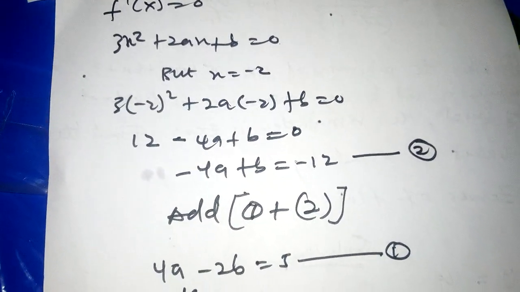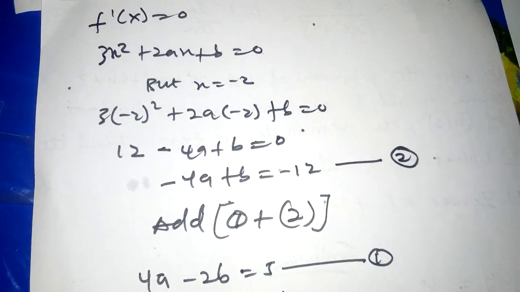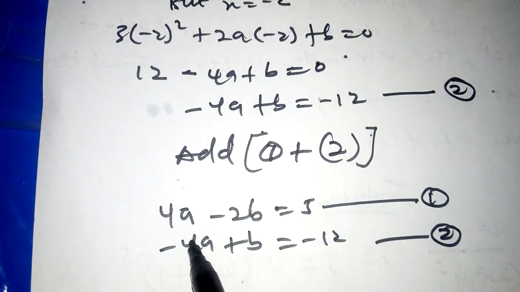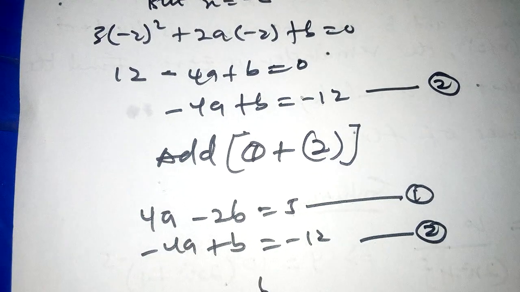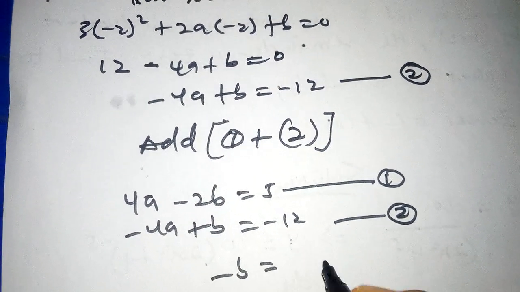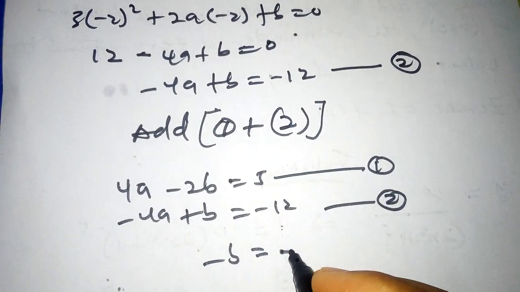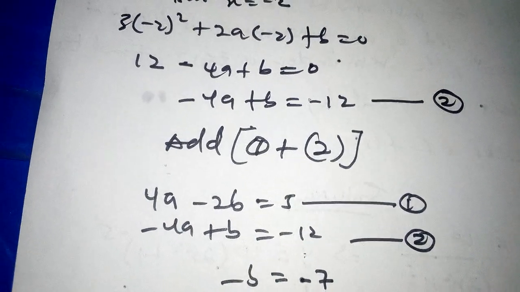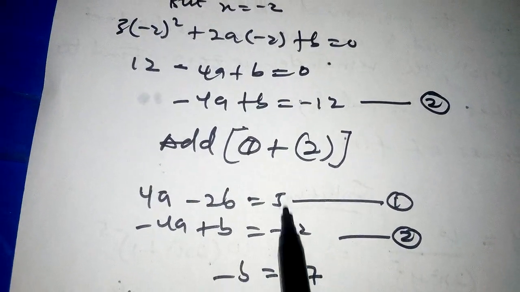Minus 4a plus b equals minus 12. That's the 2. So when I add these two, this and this will give me 0. This will give me minus b. Because when I add this, I'll get what? Negative 7. Therefore, b will be what? Positive 7. That's it. So I can substitute b into any of the equations.